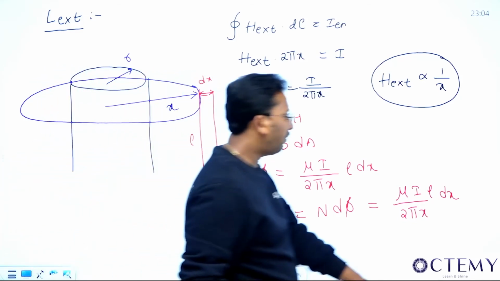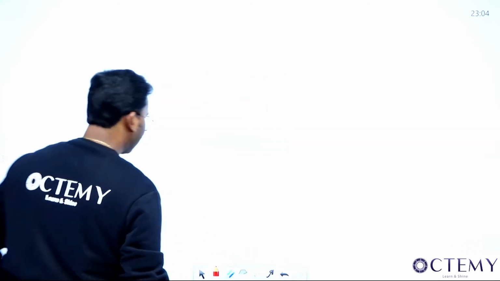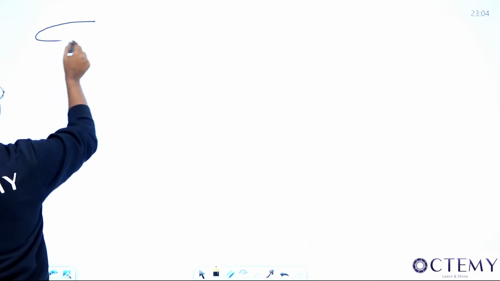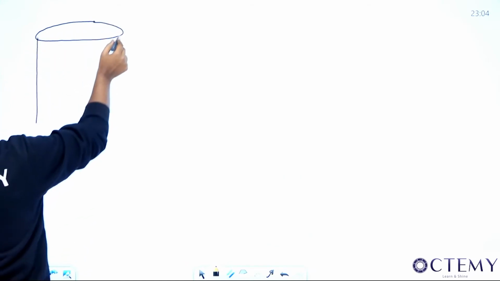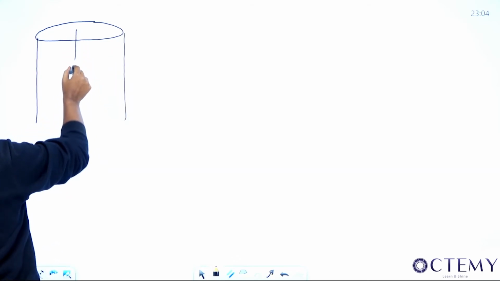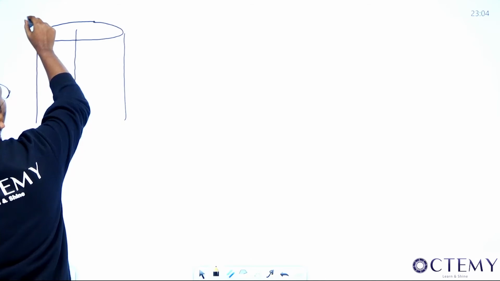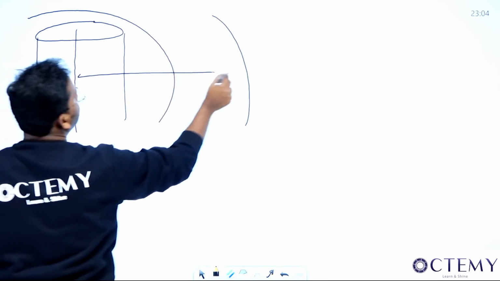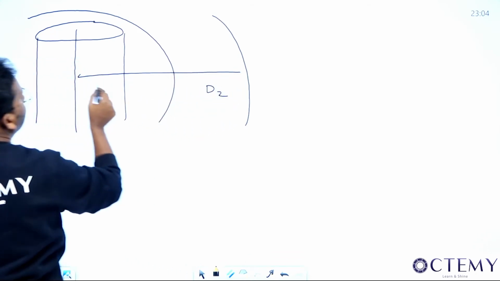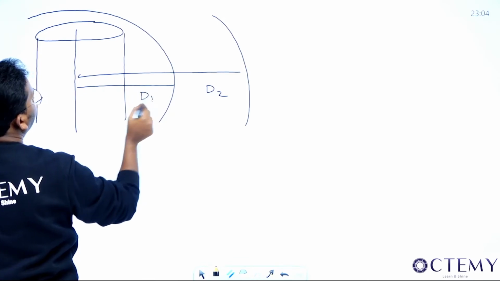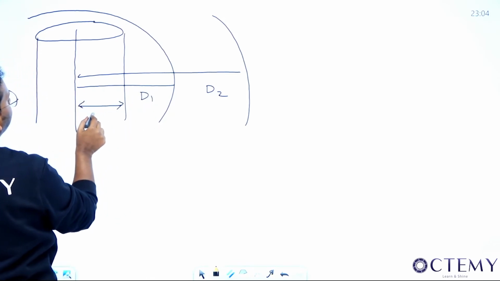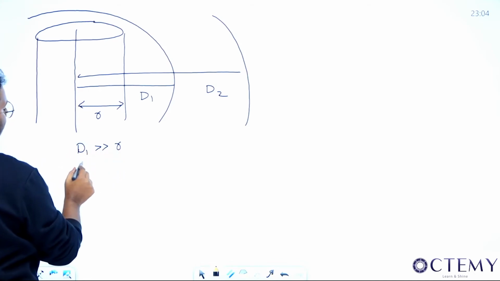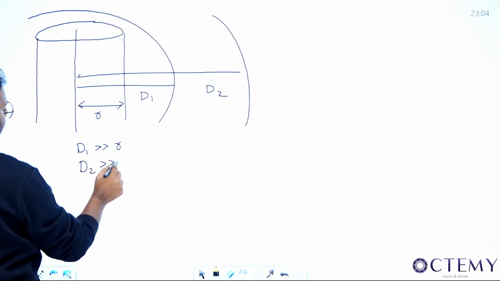Now, if I want to find the entire flux, assume that I want to find the external flux linkage between 2 points. Right from the center, say assume this is the center, there are 2 radii between which I want to find the flux linkage. From the center, say this distance is d2 and this distance is d1, and this radius is R. I am assuming that d1 is far greater than the radius, and d2 is also far greater than the radius.